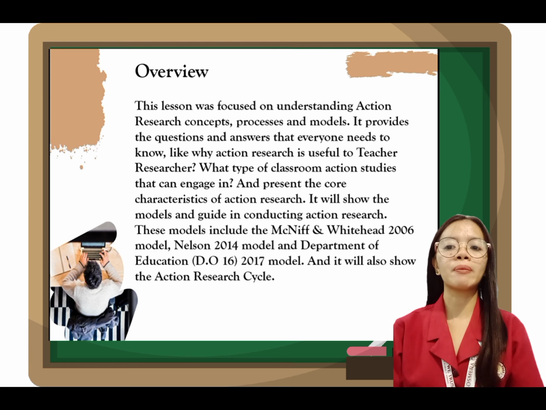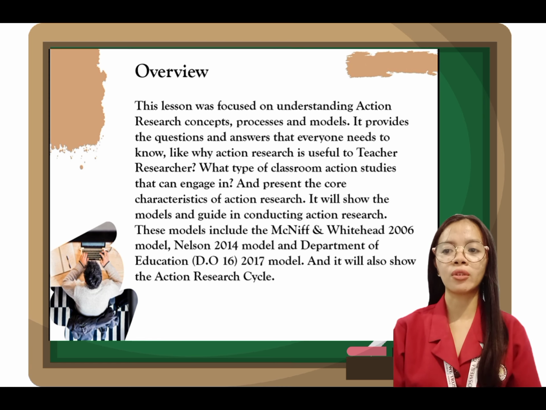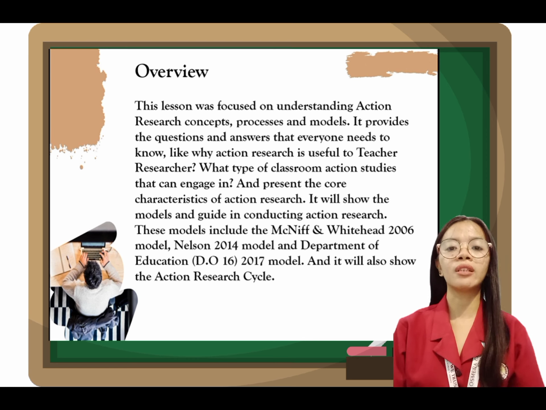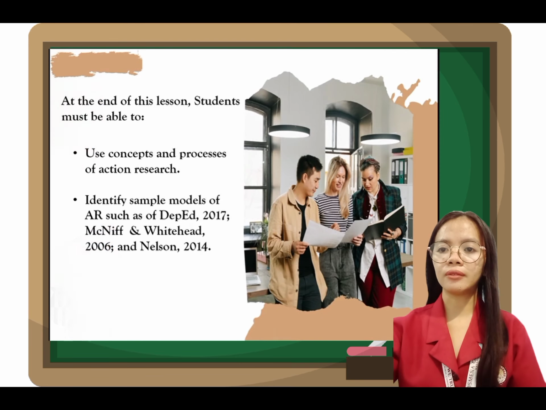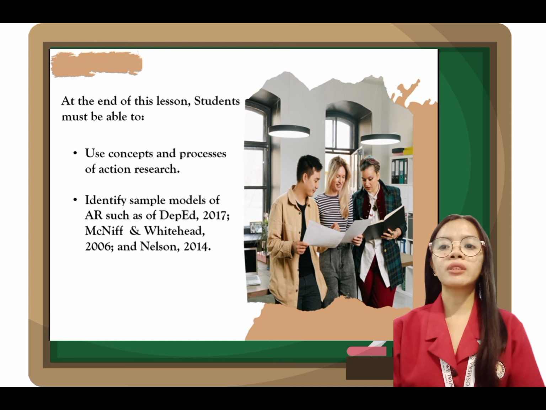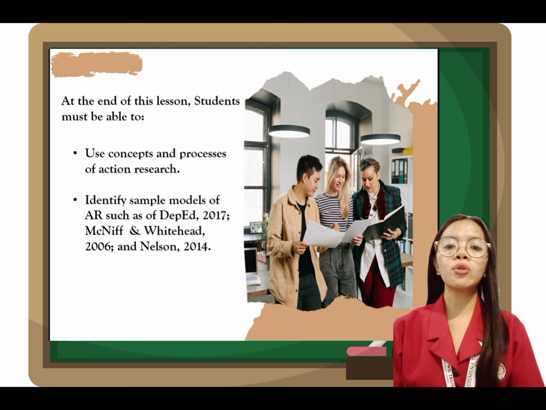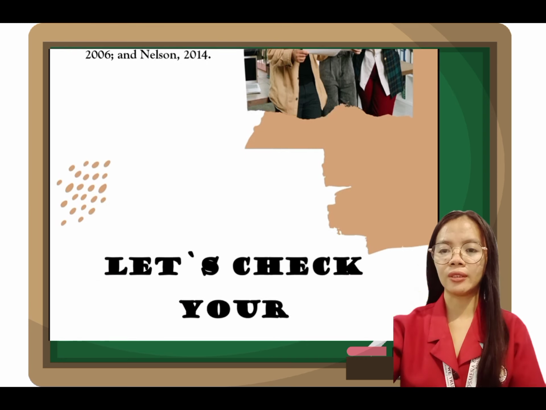These models include the McNiff and Whitehead 2006 model, the Nelson 2014 model, and the Department of Education DO 16, 2017 model, and it will also show the action research cycle. At the end of this lesson, you will be able to use concepts and processes of action research and identify sample models of AR such as those of DepEd 2017, McNiff and Whitehead 2006, and Nelson 2014.